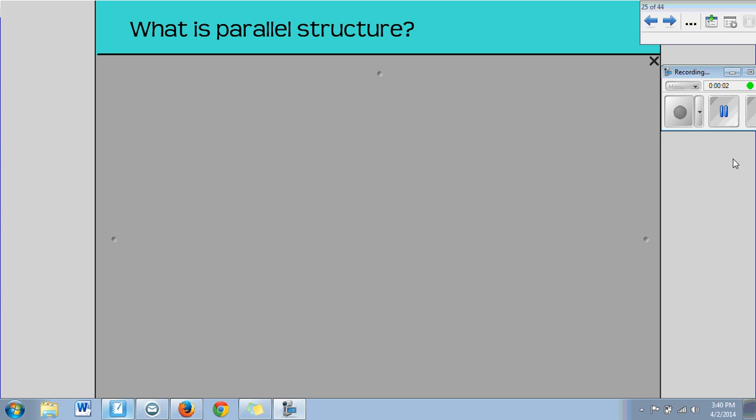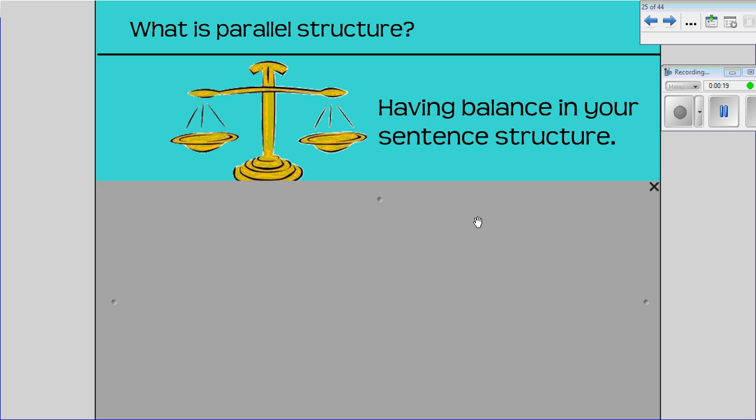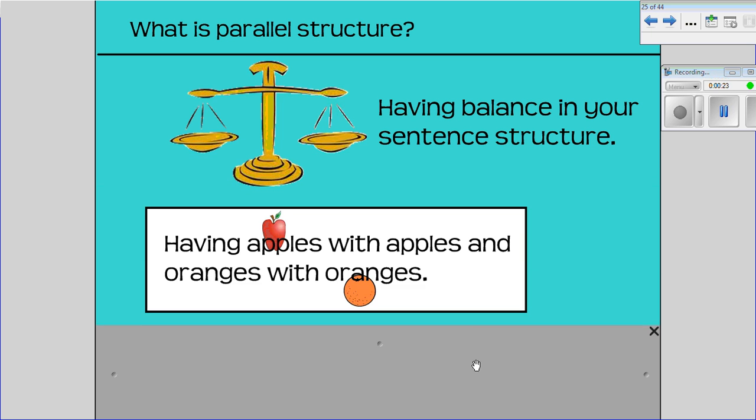This lesson is going to focus on parallel structure in your writing. You may be wondering what parallel structure is. Take a second and think about both of those words. What does the word parallel mean, and what does structure mean? When we think about parallel structure with our writing, it means that we have a balance with our sentence structure. So this means that we have our apples with our apples and our oranges with our oranges.